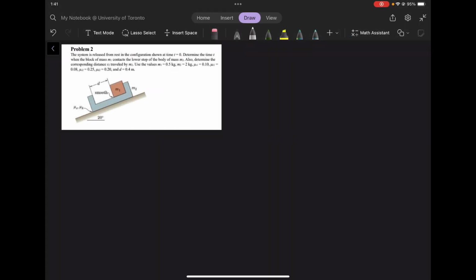Question number 2. The system is released from rest in the configuration shown at time equal to 0. Determine the time when the block of mass m1 contacts the lower stop of the body of mass m2. First, we have the masses for these two blocks: m1 is 0.5 kilograms, and m2 is equal to 2 kilograms. And also the friction factors for block number 1: static is 0.1, dynamic is 0.08.